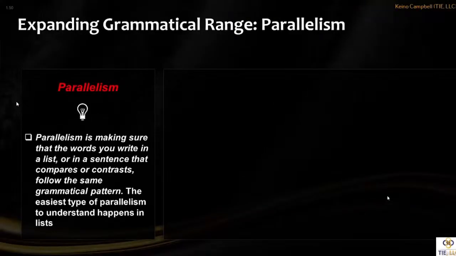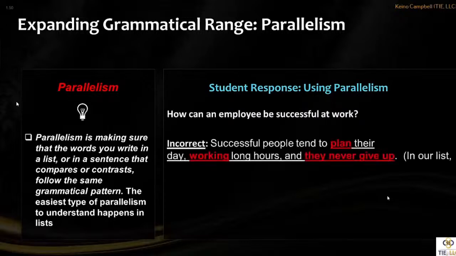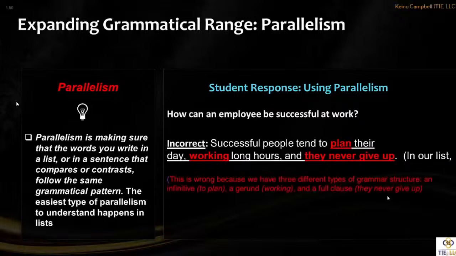Parallelism. There's a definition of parallelism on the left. Here are some student responses using parallelism so you can understand what I'm talking about. How can an employee be successful at work? Incorrect: "Plan their day, working long hours, and they never give up." This is wrong because we have three different types of grammar structure: the infinitive, a gerund, and a full clause. That is not proper parallelism. That's why you're not able to move above a band 7. Correct: "Successful people tend to plan their day, work long hours, and never give up." That is proper parallelism.